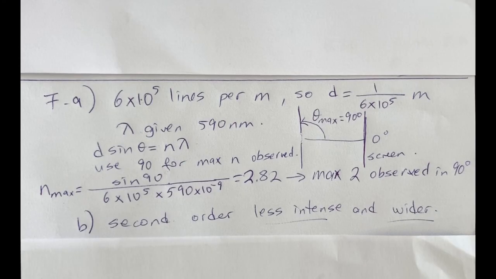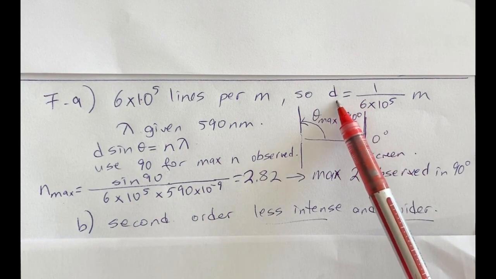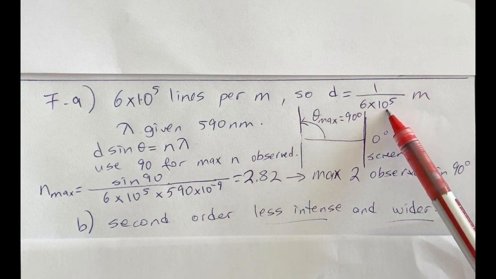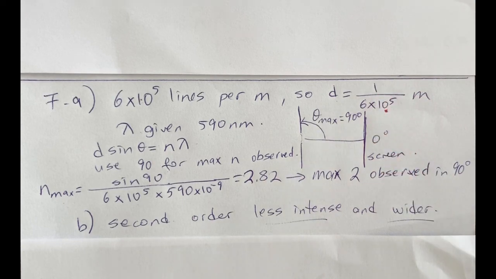Question number 7 gives us light of wavelength 590 nanometers incident on a diffraction grating as shown. The grating has 6 times 10 to the power of 5 lines per meter. So the first thing I want to do is to find the separation of neighboring slits, which would be 1 over that number per meter. So we have this as d in meters. We want to find n this time, and the n that we can observe with these conditions.